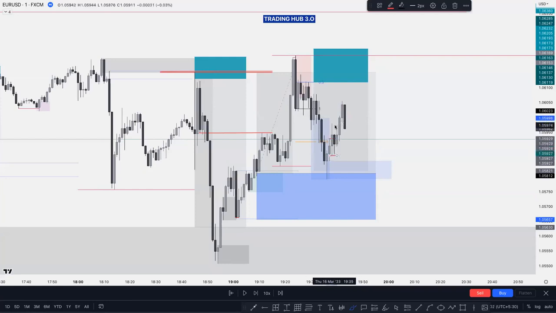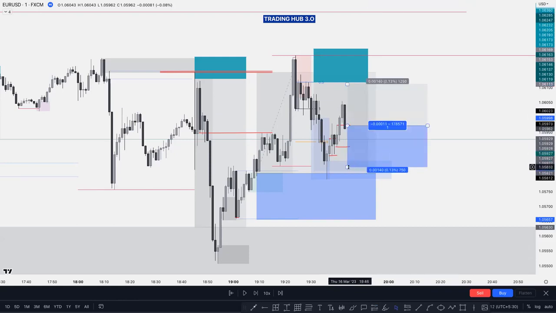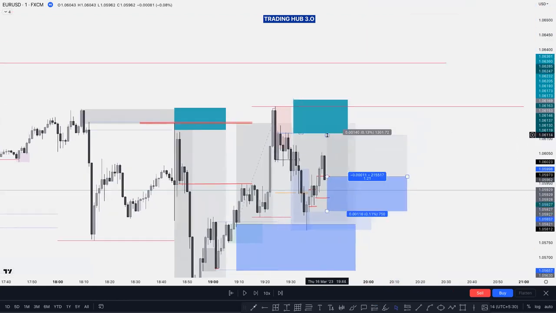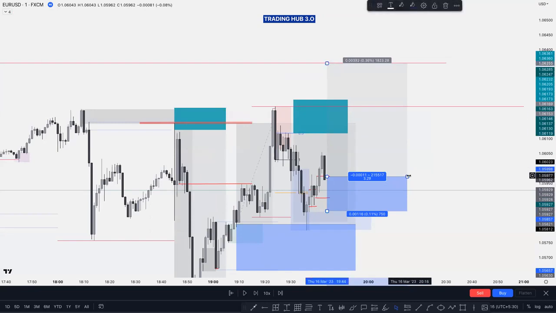Price mitigates, goes higher, again mitigation, and goes higher. So simply you can also buy here, but put the stop loss just below it and the target is here. Right, so can this be a valid entry or not?